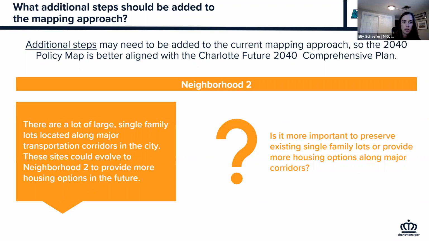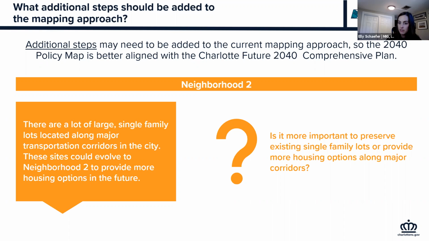Okay, so our next question of 3 here is looking at neighborhood 2. We've observed that there's a lot of large single family lots located along major transportation corridors in the city. So these are sites that could evolve to become neighborhood 2 or have higher density residential to provide more housing options in the future and really utilize existing infrastructure. So our question for you is, do you think it's more important to preserve existing single family lots along major transportation infrastructure, or is it more important to provide more housing options in those locations?